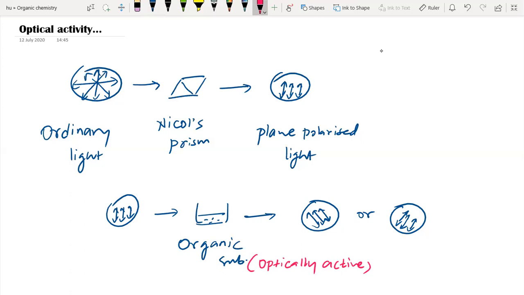and this substance can also be named on the basis of rotation. If it rotates towards right side, then the substance is known as dextrorotatory substance, and if it rotates left hand side, it is known as levorotatory substance. And suppose a substance does not rotate the plane of plane polarized light, then it is said that it is optically inactive.